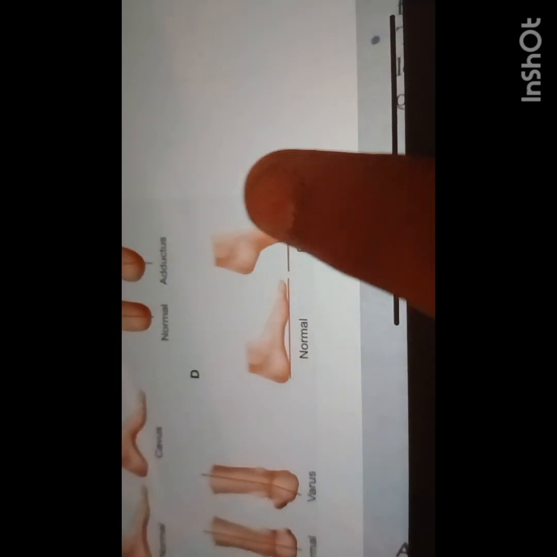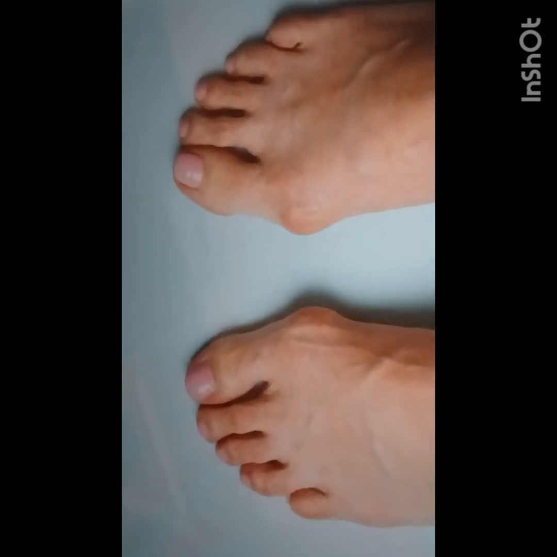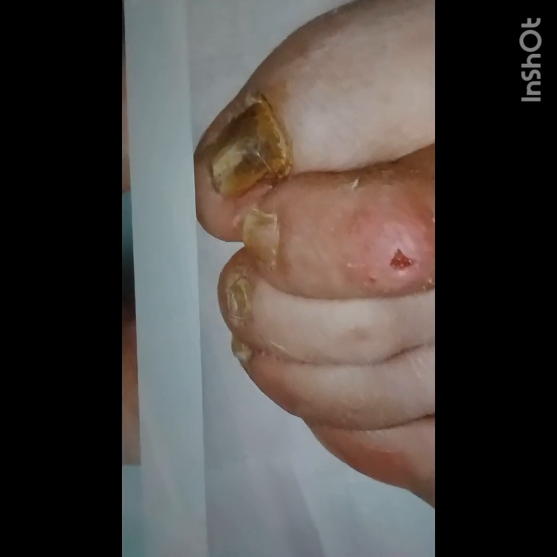That should be discussed. So let me recapitulate. First, the pes planus, also known as the flat foot, and pes cavus, more prominence of the longitudinal arches. This is talipes equinus, and this is talipes varus. This is talipes valgus. This is talipes equinovarus. And this is hallux valgus. This is hammer toe.